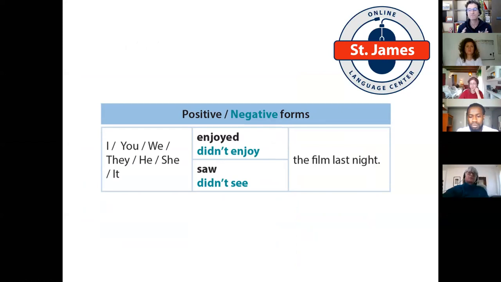So I use the grammar sections in the book so that they have a good model, and with that model, they use it to make their own questions or sentences.